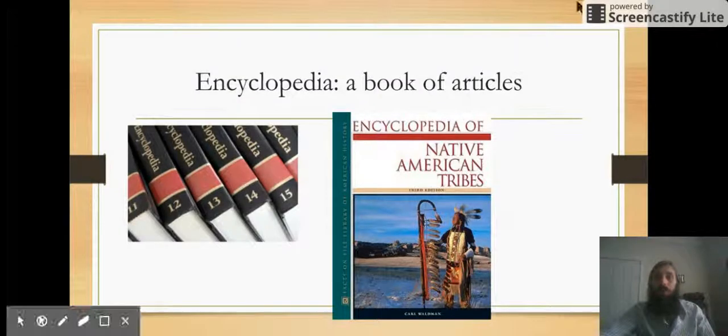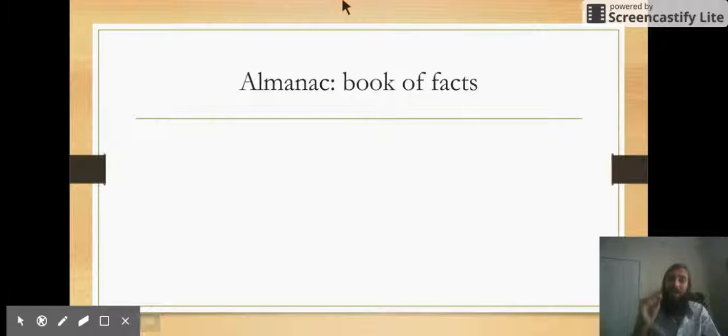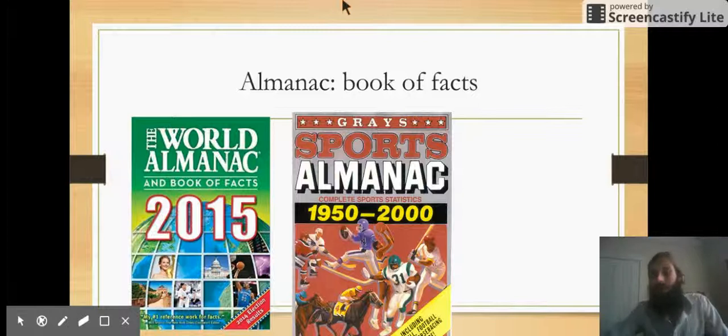The next source of information we're going to find is an almanac. An almanac is a book of facts, all right? So they usually come out every year. They're going to have facts about all different pieces of information that you might be wondering about. What the weather's like, who the president of different countries are, what the population of different cities is. Sometimes you'll even find almanacs that have sports information, and it'll be a list of facts about different sports. That'll be scores and statistics on different players and teams.